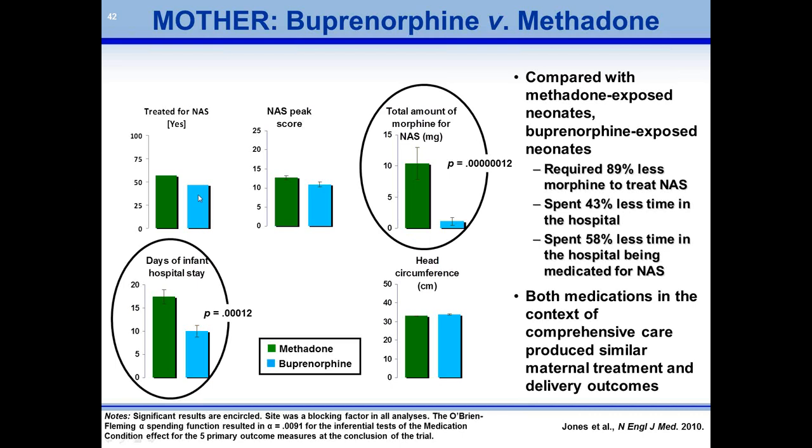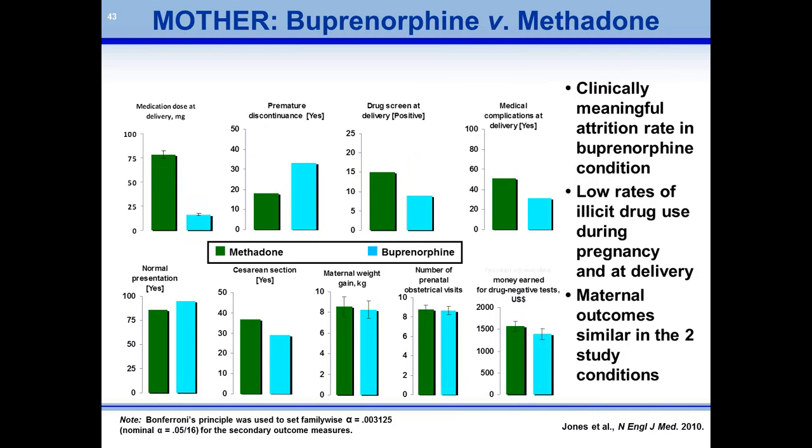Methadone is in green, buprenorphine is in blue. What we did find were significant differences in the amount of morphine that was needed to treat a baby who was prenatally exposed to buprenorphine, and they got out of the hospital significantly sooner with buprenorphine. But both of these medications in the context of comprehensive care produced very similar maternal treatment outcomes as well as delivery outcomes.